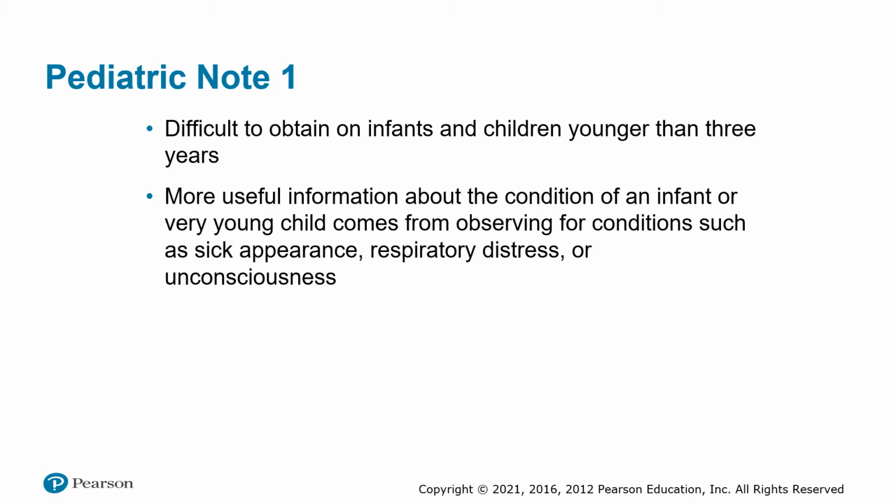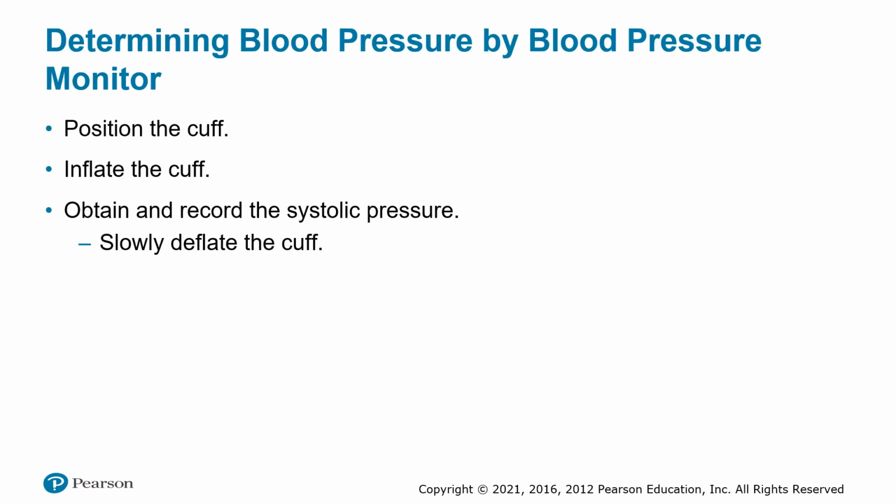On a pediatric note, blood pressures are difficult to obtain on infants and children younger than 3 years old. You can take automatic blood pressures on these patients, but more useful information about the condition of an infant comes from observing conditions such as sick appearance, respiratory distress, or unconsciousness. Using an automated blood pressure cuff, you're just going to position the cuff, push a button, and it's going to obtain the blood pressure without you actually having to listen for it.